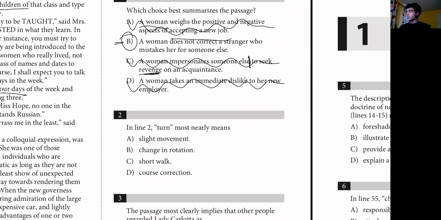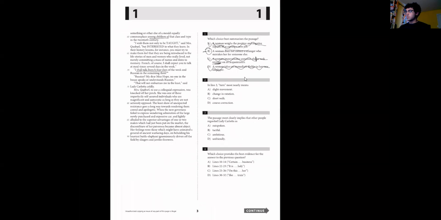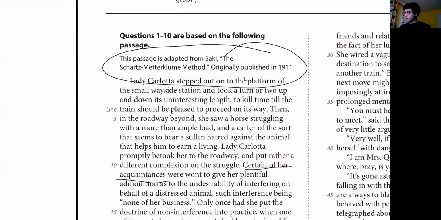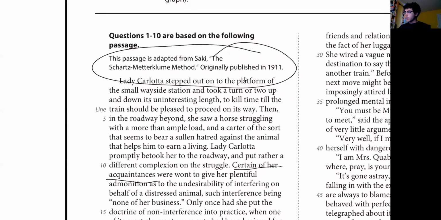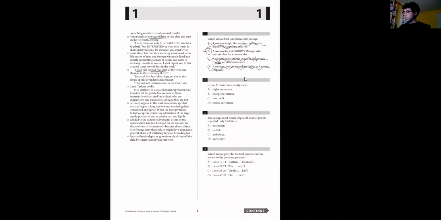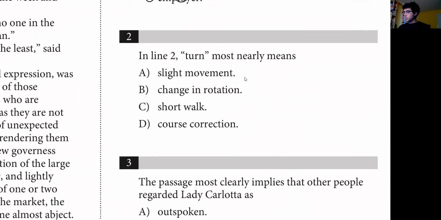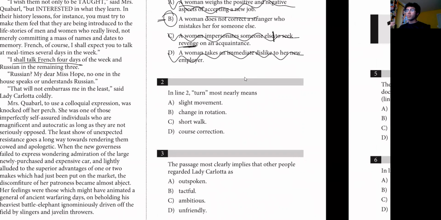Question 2: in line 2, turn most nearly means what? Okay, let's go. Line 2. Oh, right here. So Lady Carlotta stepped out onto the platform of the small wayside station and took a turn or two up and down its uninteresting lengths to kill time till the train should be pleased to proceed on its way. So basically, just walking up, walking down, just trying to kill time. Nothing really significant.